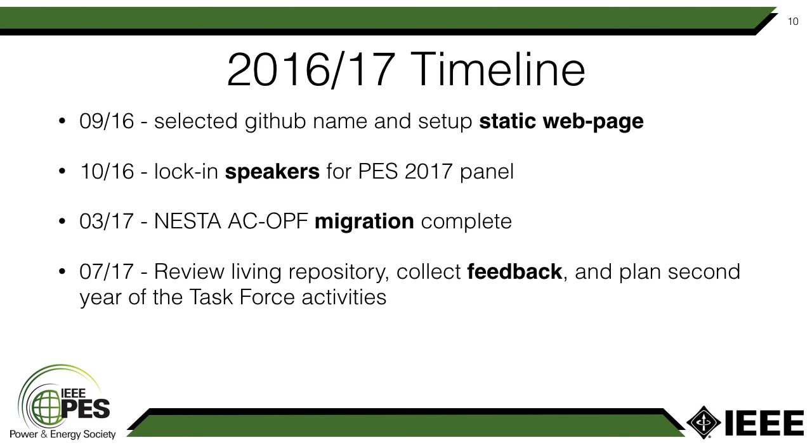So given that, the 2016-2017 timeline is as follows. By the end of September, we will have selected a name for the GitHub organization and set up the static web page which describes what this task force is all about. By October 2016, we will lock in the speakers for the PES 2017 panel. This will increase our chances of the panel being selected into the program for PES 2017.